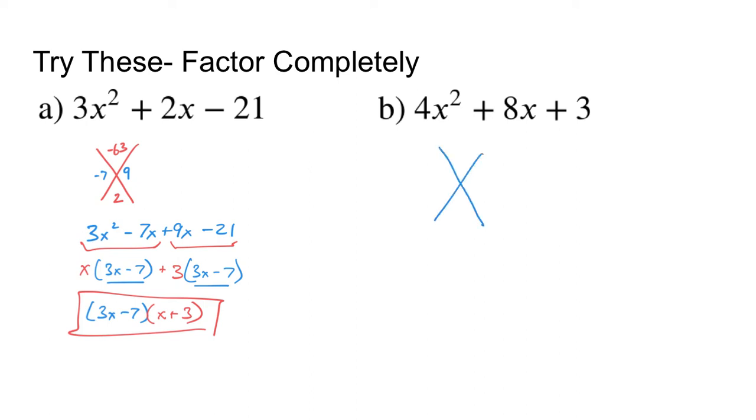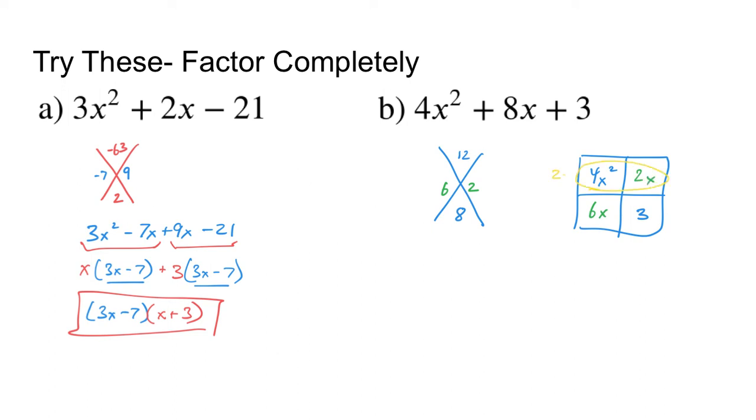So I would look for the numbers that multiply together to give me 12, add together to give me 8. What would they be? That would be 6 and 2. I'm going to go ahead and use the X box method for this problem, so you can see two different methods side by side. Remember, no matter what method you picked, you would still get the exact same answer.